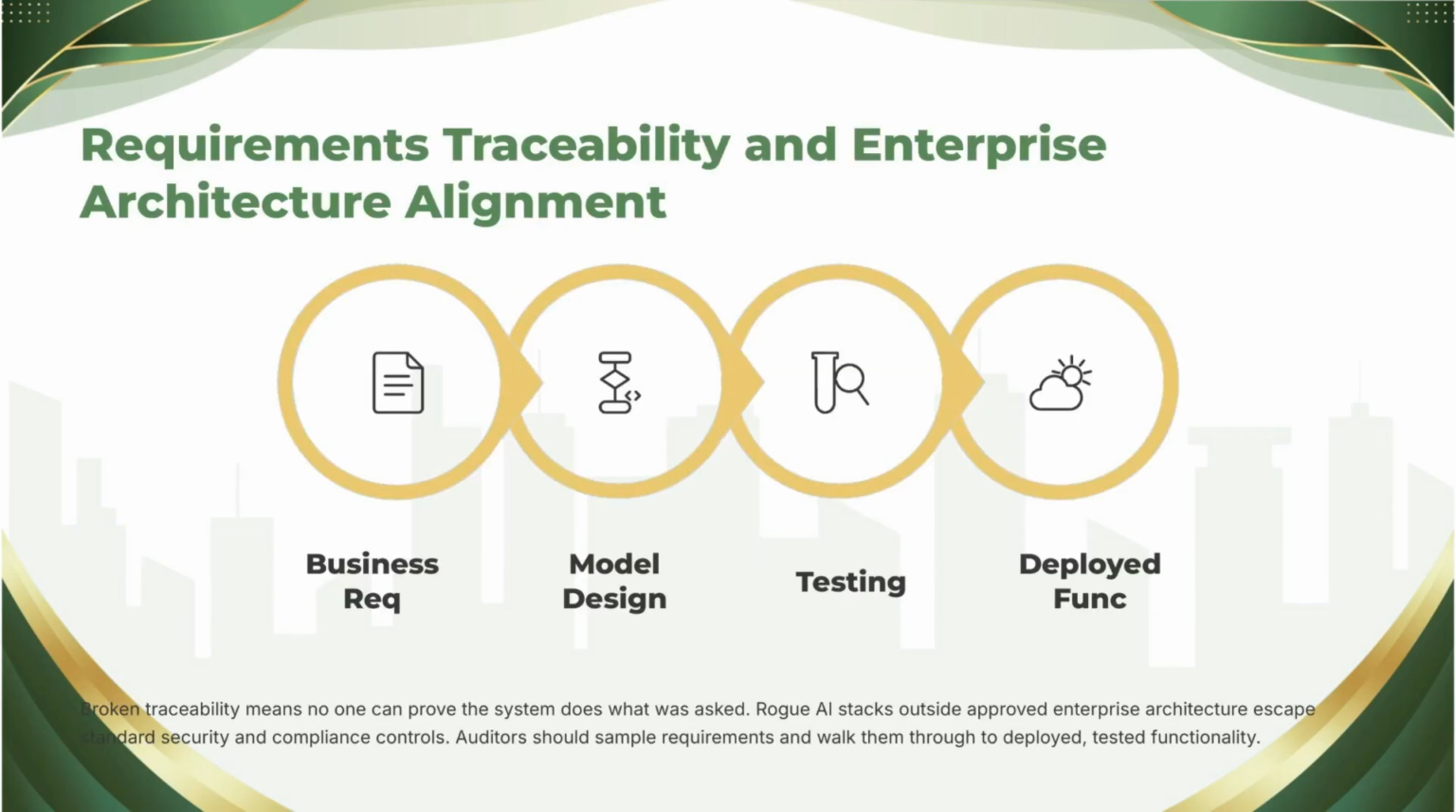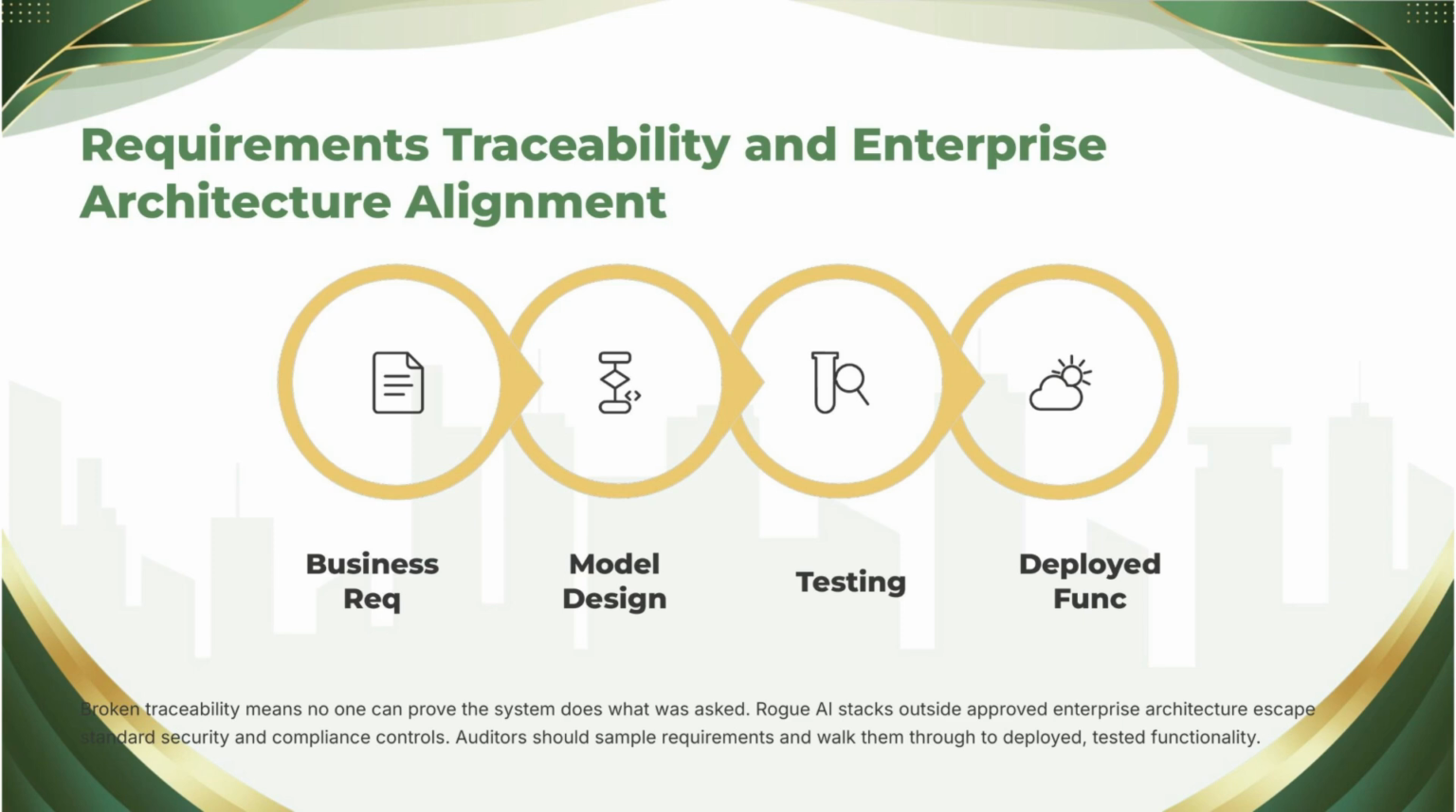Today, two disciplines that sound like pure bureaucracy and are actually load-bearing walls: requirements traceability and enterprise architecture alignment. Stay with me, because when these are missing, the failures are expensive and strangely invisible until late. Requirements traceability first. The idea is simple. Every requirement should be traceable forward to where it was implemented and tested, and every feature traceable backward to the requirement that justified it. For traditional software, this is standard practice.